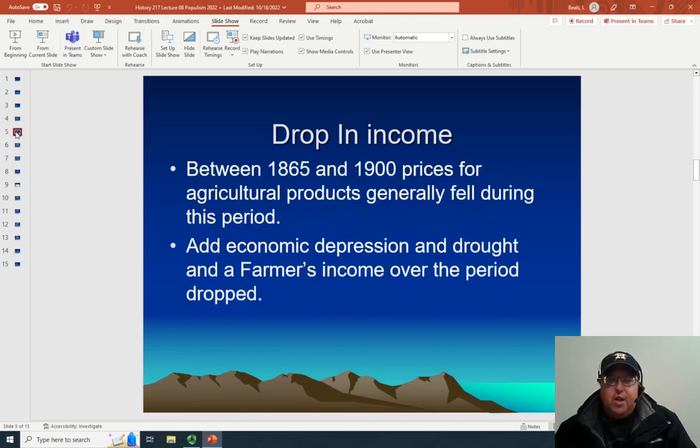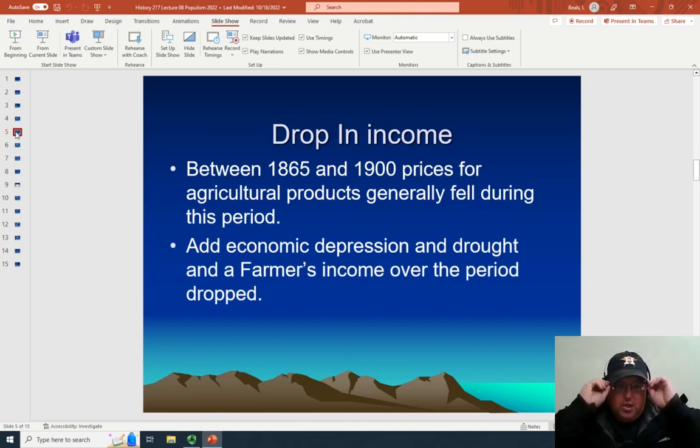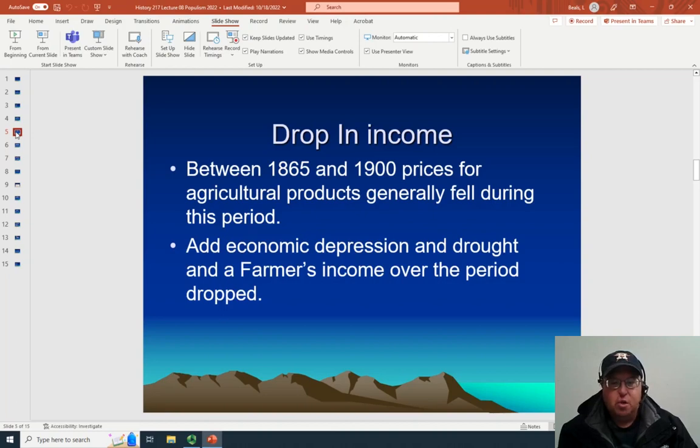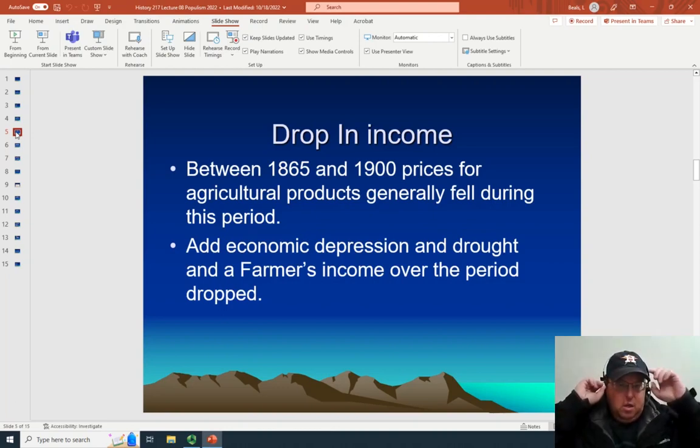During the late 19th century, when you study agricultural prices, we see a general decline in the prices of crops over the late 19th century for farmers. Add an economic depression and a drought, and farmers' income over the late 19th century continues to drop pretty severely. In the late 19th century, it's very difficult to be a farmer and to make a living at it.